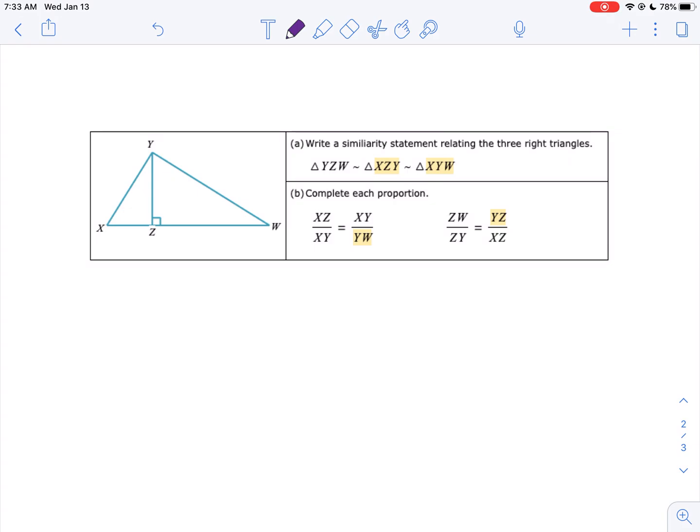So we have triangle YZW, and your right angle is at Z. And notice your longer leg is Y to Z from the picture. Then we have the smaller triangle. I'm going to rotate that. So it's X, Z, Y, which is what you have. And then finally, the big triangle is XYW.